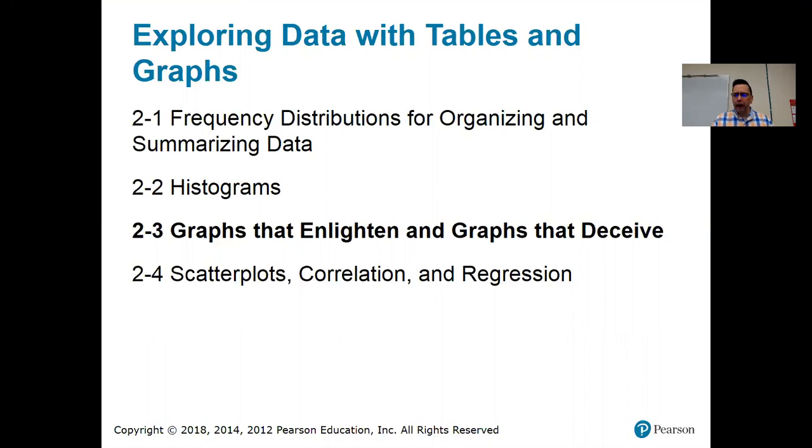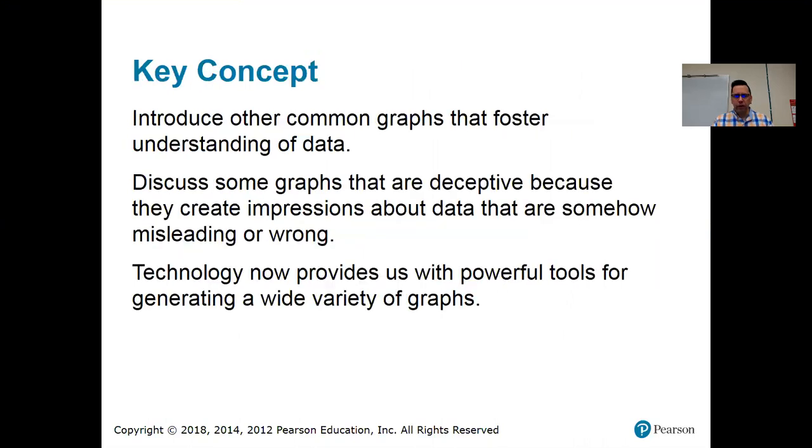So you want to be on the lookout for these. I actually have seen some bad graphs in various places. So just be on the lookout. Turn on your critical thinking when you look at a graph.